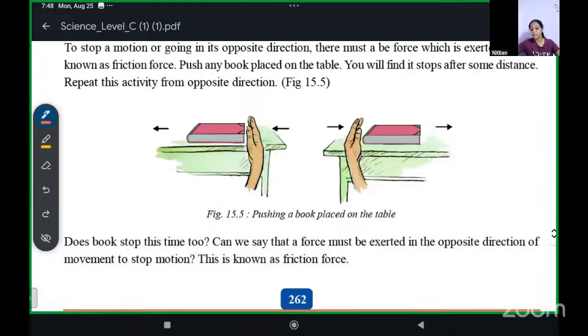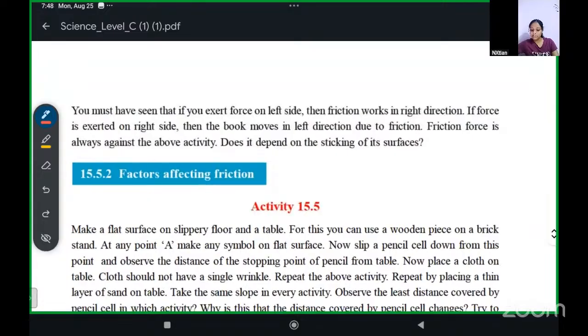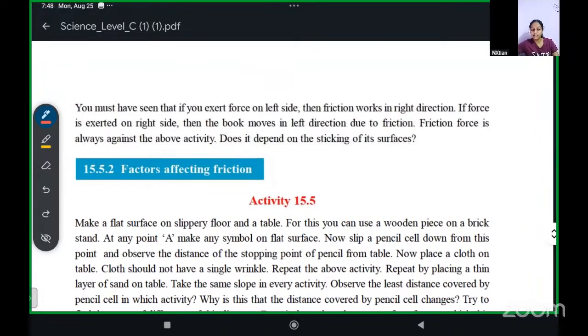Now, friction force that is stopping the movement or motion of an object is applied in the opposite direction of which it is moving. Okay. Opposite direction to that in which it is moving. You must have seen that if you exert force on the left side, friction works in the right direction, and if force is exerted on the right side, then the book moves in the left direction due to friction. Friction force is always against the above activity. Does it depend on the sticking of its surfaces?